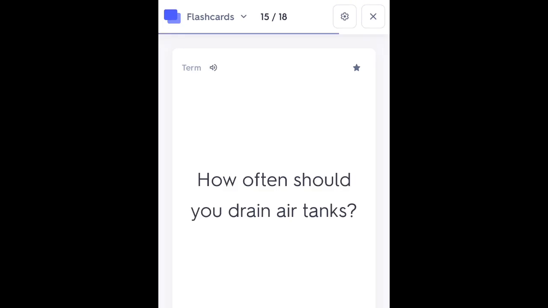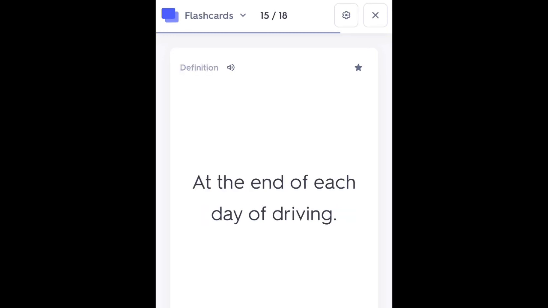Question 5 of subsection 5.4. How often should you drain air tanks? Drain air tanks at the end of each day of driving.